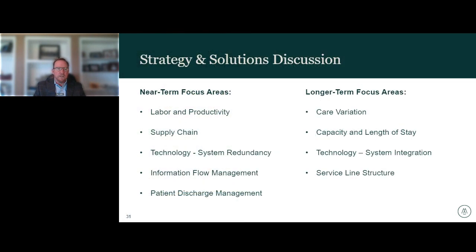Looking at some of those nearer term and longer term focus items, we try to categorize things in near and longer term focus, but you can quickly see, or you should note, that both of these columns really kind of bleed over. Some of the nearer term items are going to take a longer time to implement full change and vice versa. Take labor and productivity as an example.